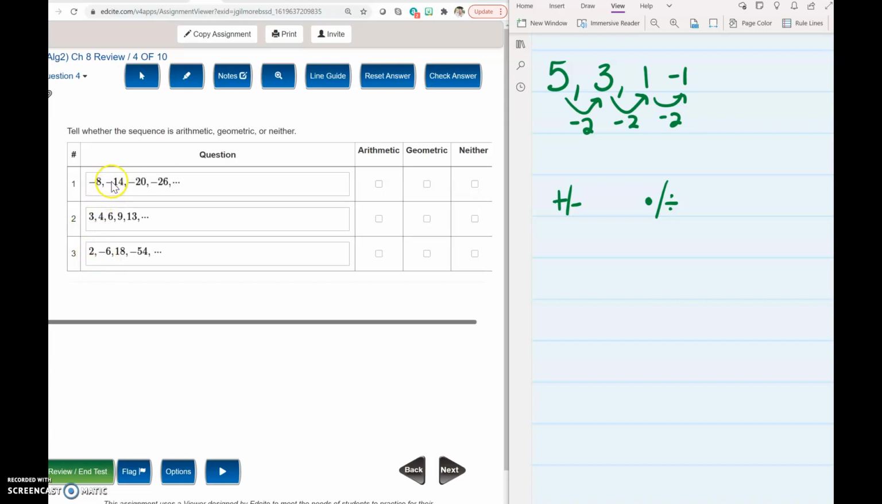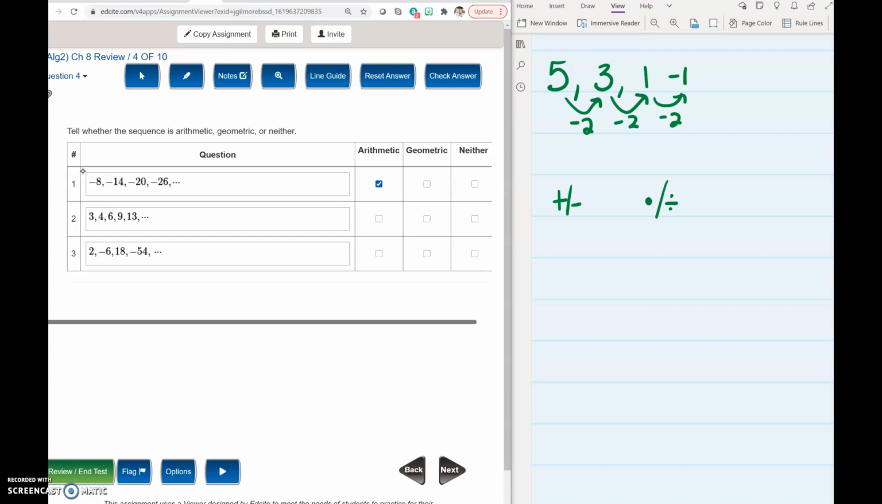So in the first one, I see that they're all negative. I always try adding first. So if you need to, do the second term minus the first term. So if I do in my calculator -14 minus -8, I get -6. So then I try. -8 minus 6 is -14. -14 minus 6 is -20. -20 minus 6 is -26. That is repeated addition, so it's arithmetic.